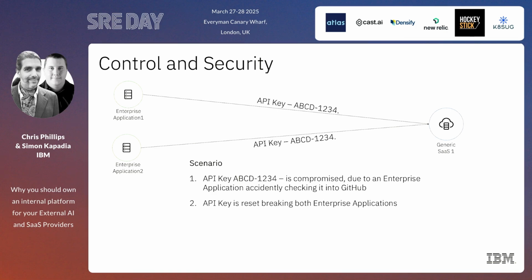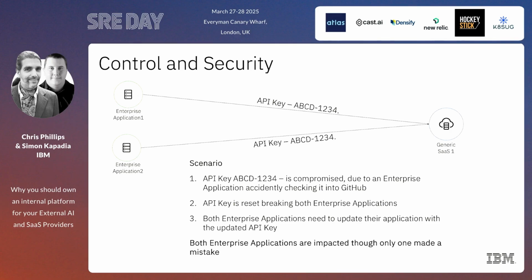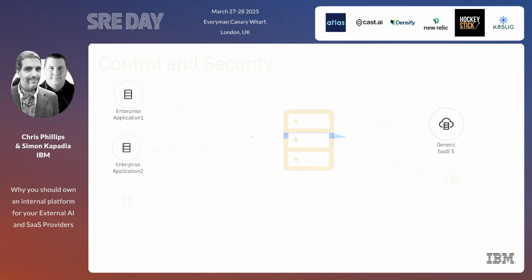So the moment it's become public in that kind of manner, it's compromised. So you have to reset this API key. And the moment you do, it's not just Enterprise Application 2 and the developers or the GitOps people who screwed up there who are affected. It's both applications, because you've only got the one key shared between them. Both of those applications are now going to have to update and distribute that. So you have the further problem of key management, of distribution of this API key between those applications. And even though it's only one of them that made a mistake, both of them are impacted.